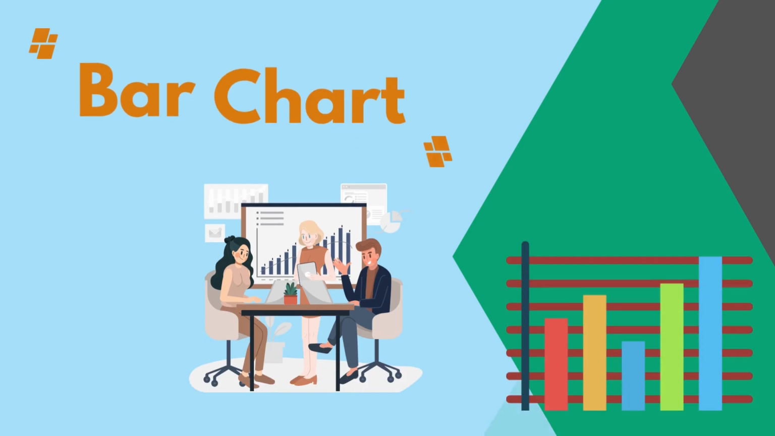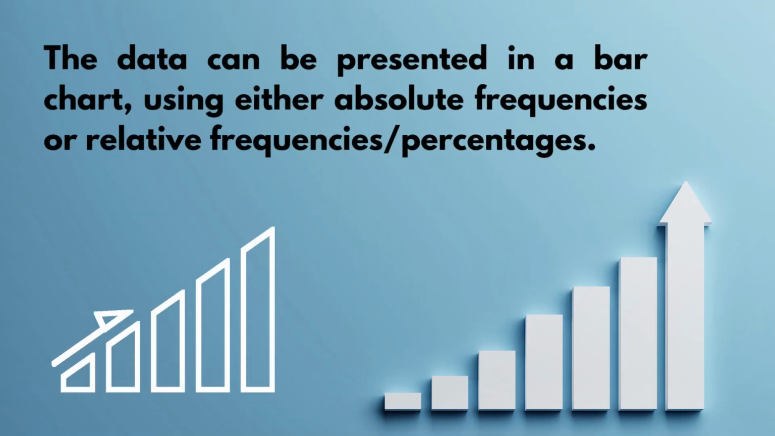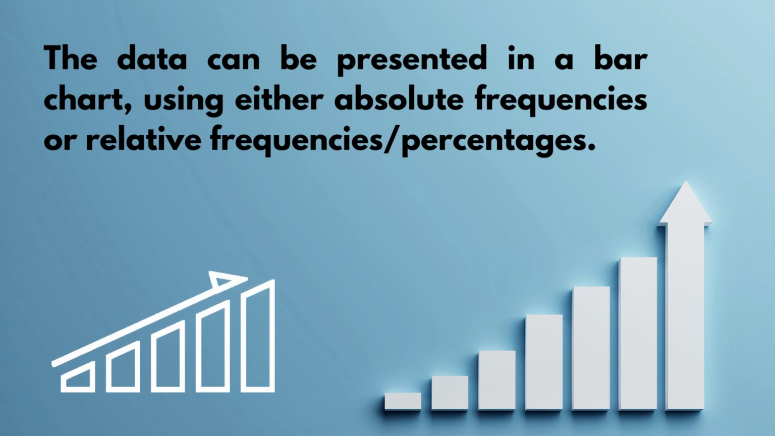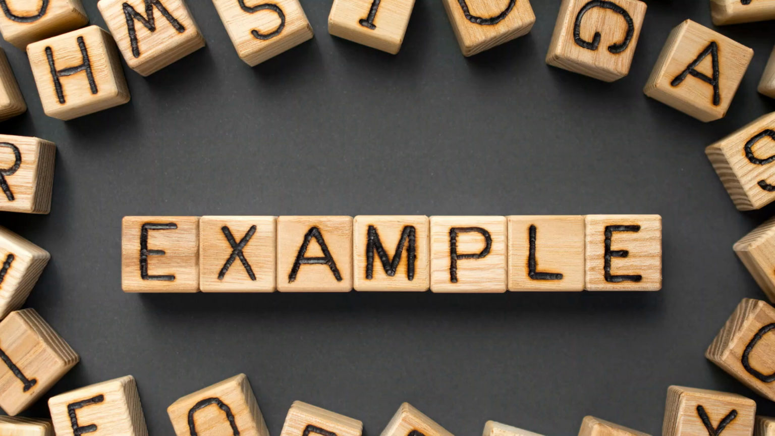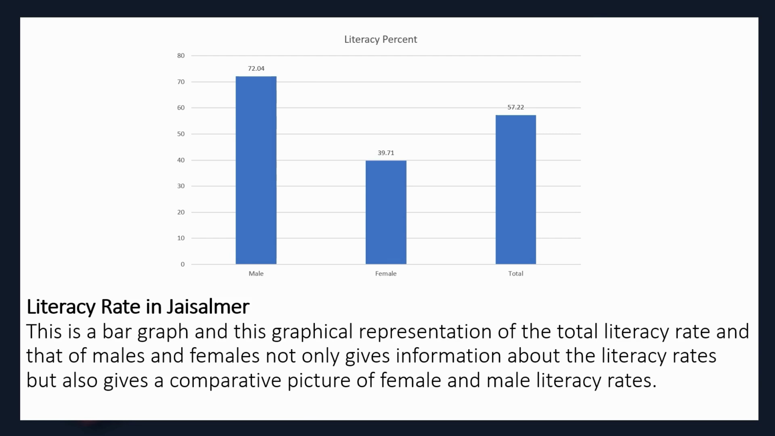The first one is the bar chart. The data can be presented in a bar chart using either absolute frequencies or relative frequencies, or maybe percentages, and an example is given in figure 1. This is an example of a bar chart. This chart shows the literacy rate in Jaisalmer.